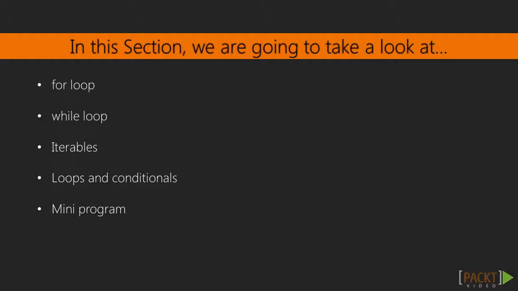We're going to look at what a for loop is, how to use a while loop, what an iterable is, how to use loops and conditionals together, and we're going to wrap up the section by writing a mini program that uses everything we have learned so far.